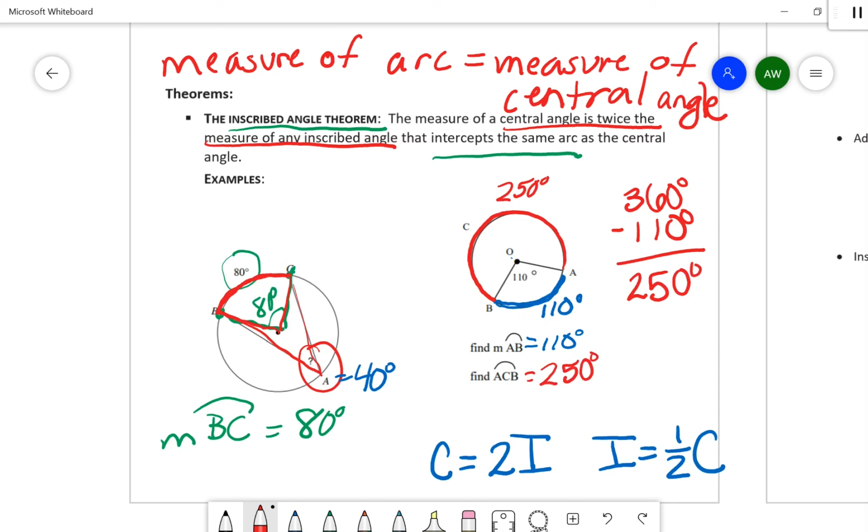Now I'm going to add one more question here for practice for us. And that is, what would the measure of angle ACB be?